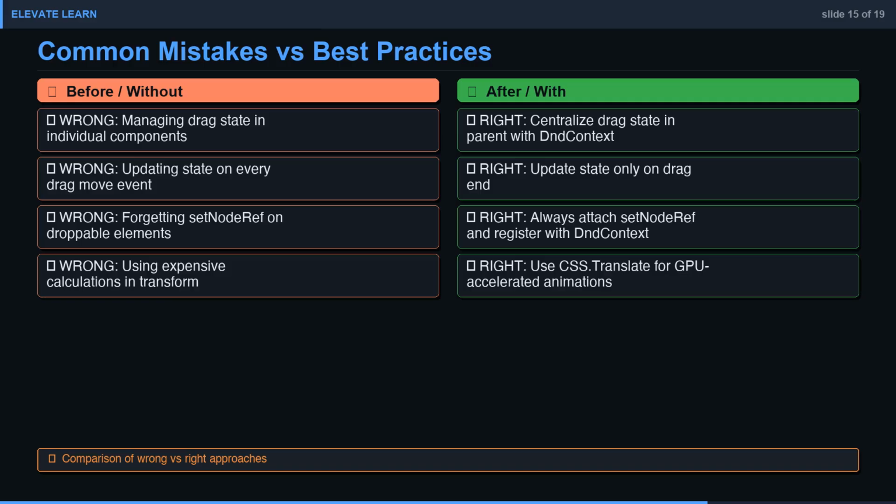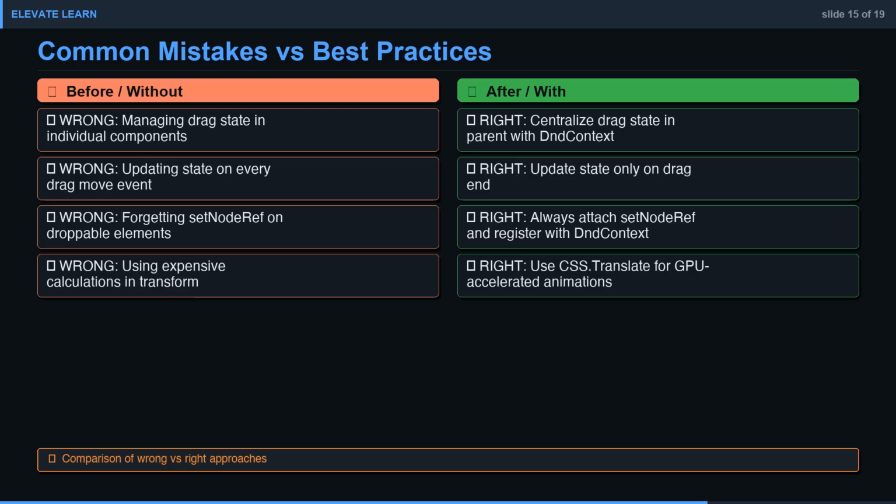First, don't manage drag states scattered across components. Use DndContext to centralize it. This makes debugging easier and prevents state sync issues. Second, updating state on every drag move event will tank your performance. Only update state when the drag ends.